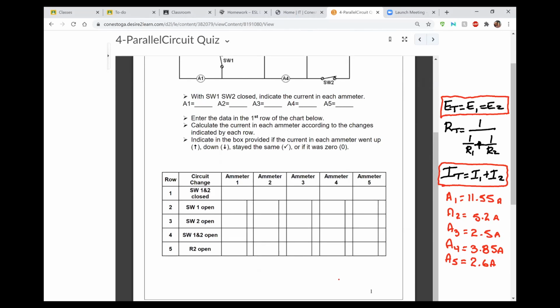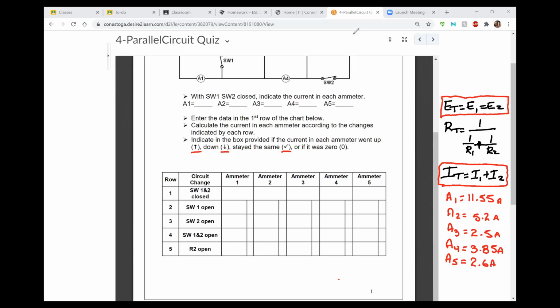Okay, so what we are going to do now is use all these symbols, up arrow, down arrow, a check mark, and a zero, in order to indicate the condition of all the different ammeters depending on the given circumstance in this instance.